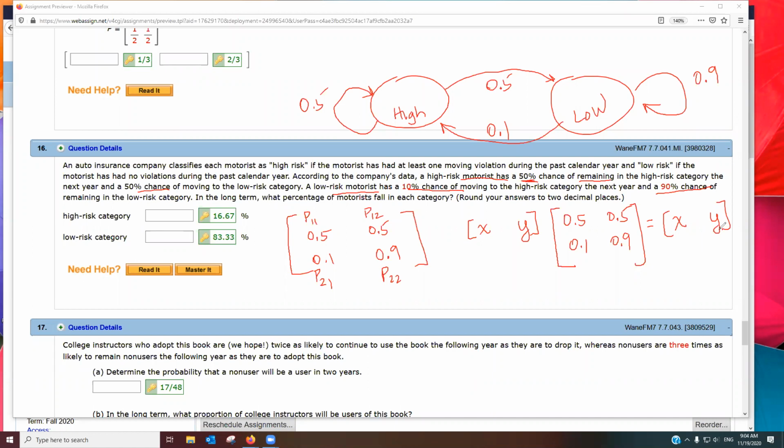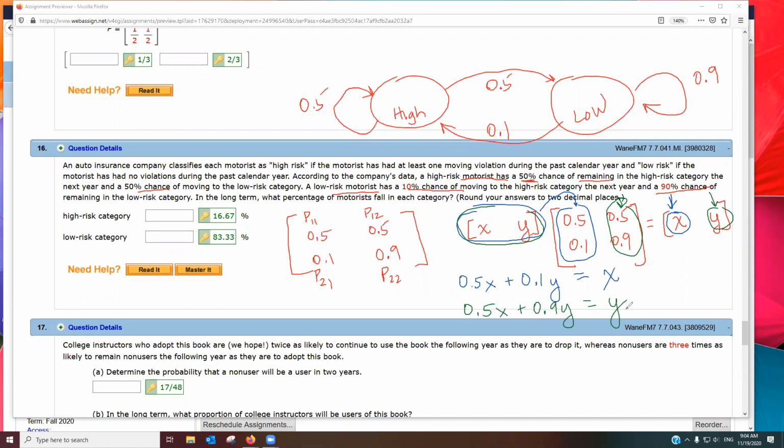All right, well, let's multiply this out and see what happens. I'm going to take this row vector and multiply it times this column vector. That gives me this answer, which is 0.5x plus 0.1y. That has to equal this answer over here, x. We do the same thing with this row vector times this column vector, and that has to equal the result y. So that's going to be 0.5x plus 0.9y equals y. I need to solve this system of equations for x and y.